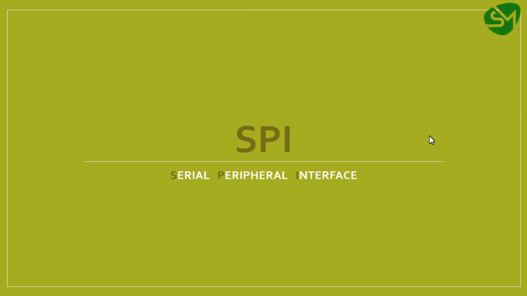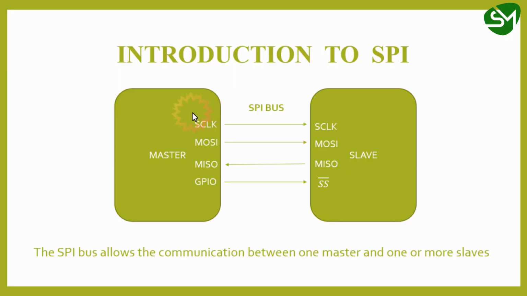Hello everyone. In this lecture, let's try to understand the working principle of SPI communication, that is serial peripheral interface. Let's get started. So SPI communication allows communication between one master device and one or more slave devices, depending on the IOs available in the master device.